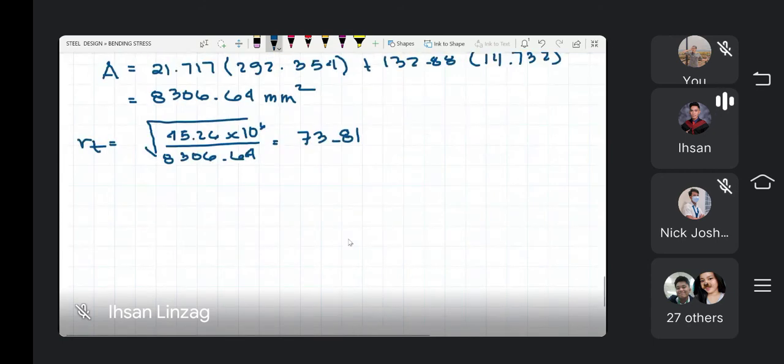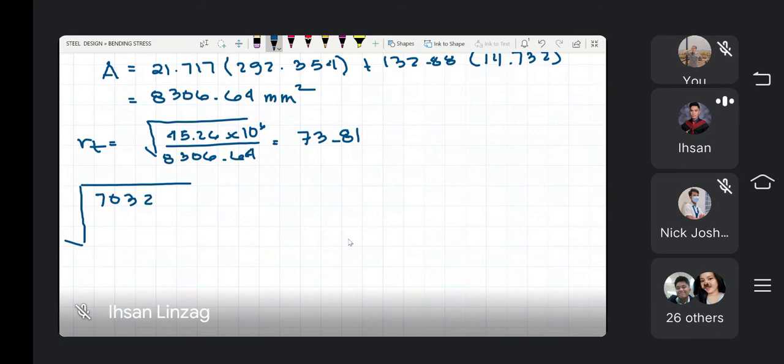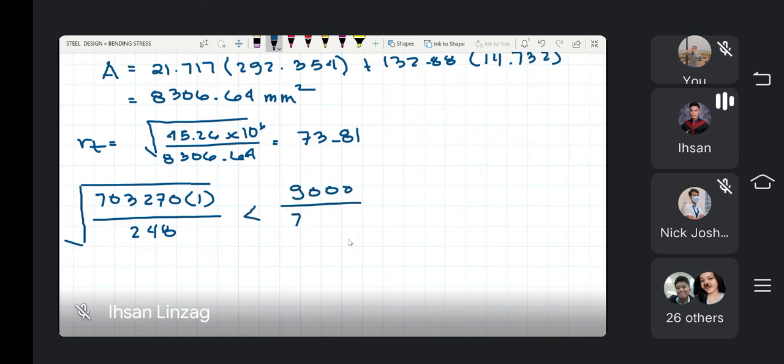So yung condition kanina, masasolve na natin. Ito na yung condition natin kanina, hindi ko na isasulat, ay yung formula niya. So 7032 times CB. Ang CB natin is 1 because it is simply supported, times 248. Less than dapat siya sa 9,000 the L. Ang RT natin is 73.81.